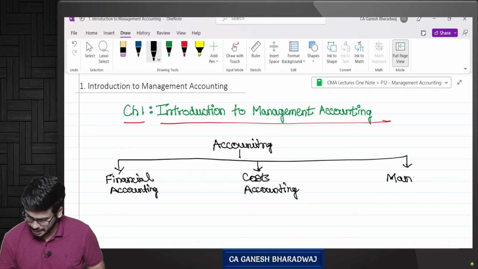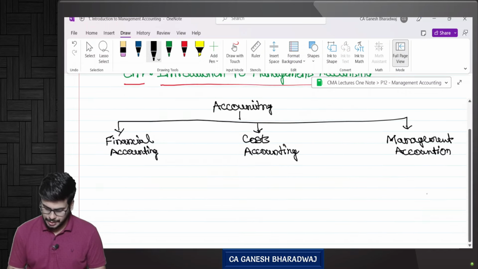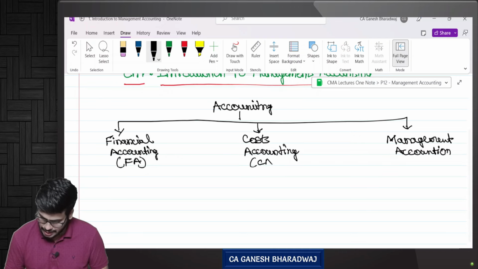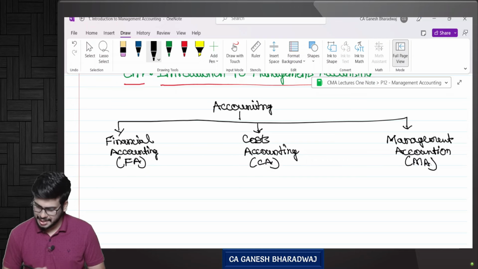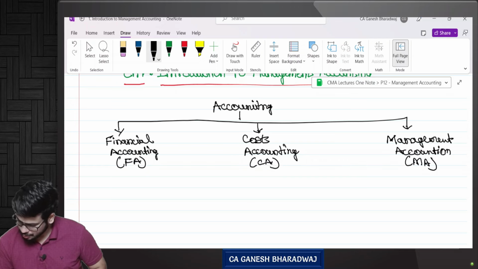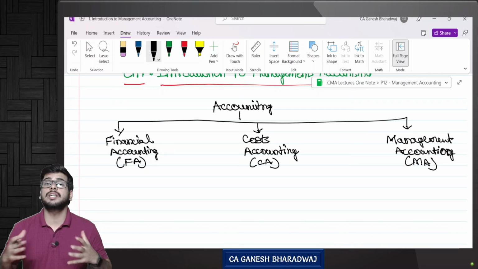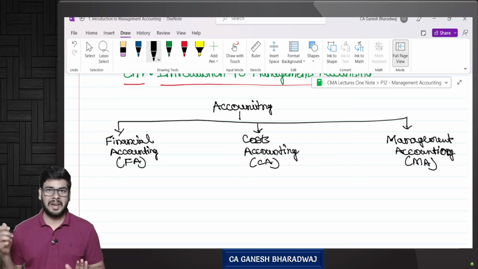Don't worry, I will explain everything. So for short form purposes, we will call these FA, financial accounting, CA, cost accounting, and MA is going to be your management accounting. Now, there are three different divisions in accounting itself: financial accounting, cost accounting, management accounting.